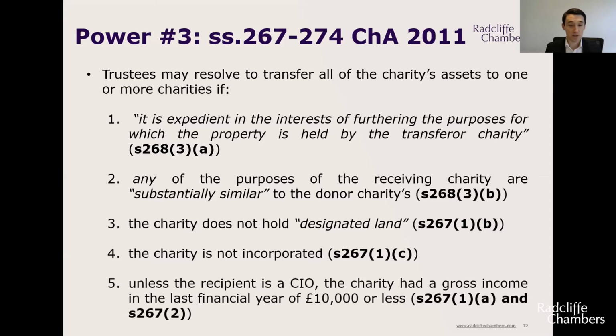Finally, this can generally only work if the charity had income of £10,000 or less in the last financial year. However, importantly, this last requirement is waived if the recipient is a CIO. So this gives CIOs an edge over companies limited by guarantee, because larger charities can more easily transfer assets to them than to companies limited by guarantee.